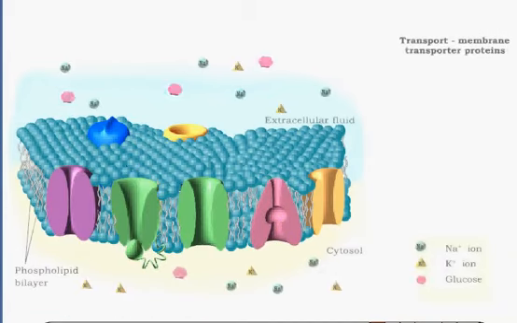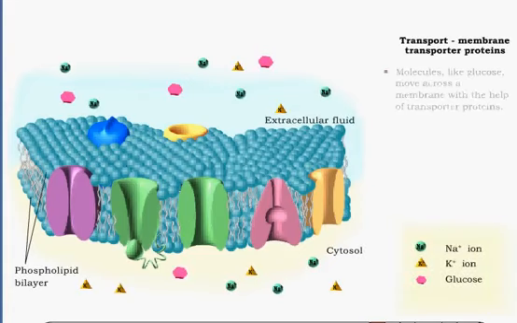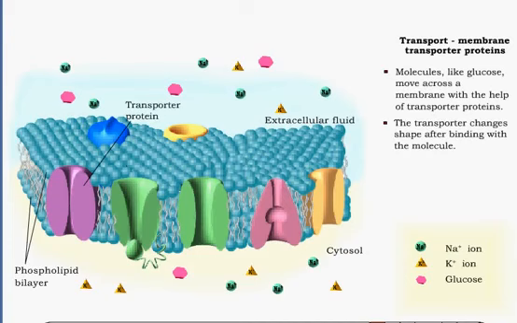Molecules, such as nutrients like glucose, must bind to a different kind of membrane protein called a transporter. After binding with the molecule, the protein changes shape. This change results in the transport of glucose across the membrane into the cell, where it plays a vital role in metabolic processes like respiration.